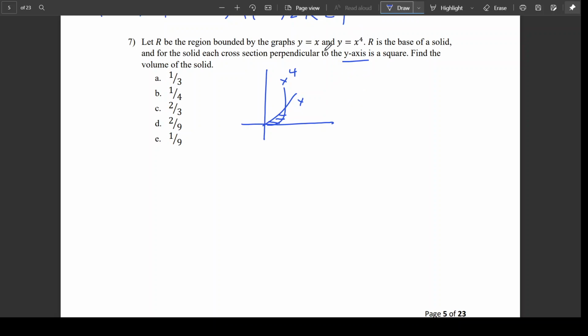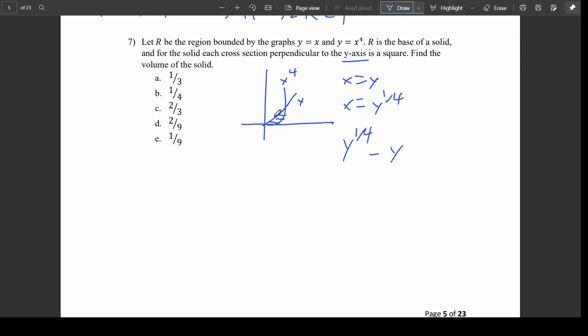So the first one's going to be x equals y, easy enough. And the second one, since y is equal to x to the fourth, I have that x is equal to y to the 1/4. So I want to get the equation for each of these. It's going to be the one on the right minus the one on the left. This is the right, this is the left. So right minus left, that's going to be the x to the fourth one minus the x one. So it's going to be y to the 1/4 minus y.